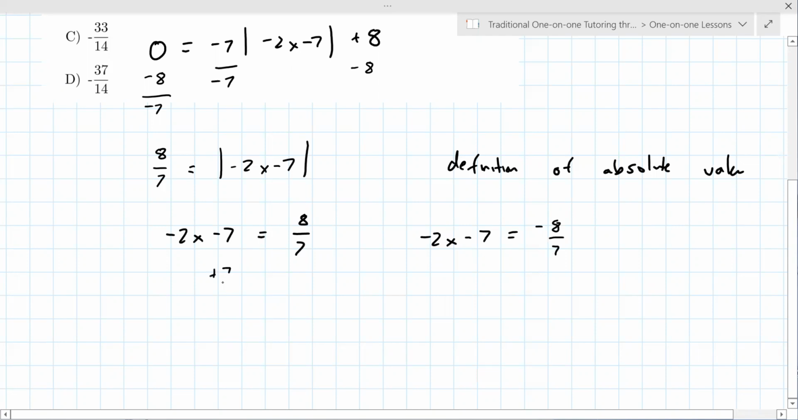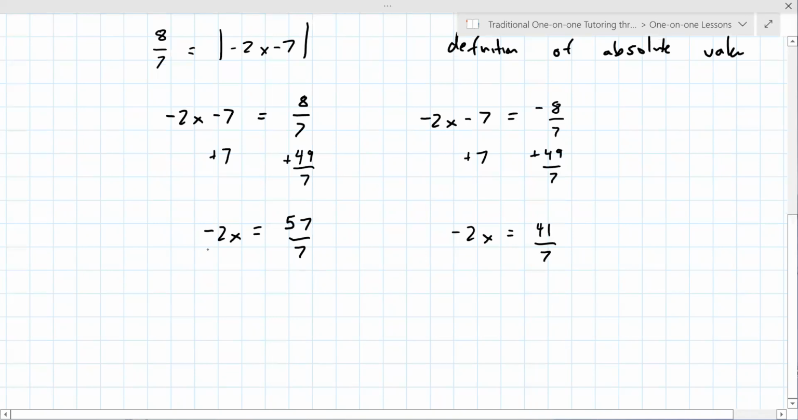You're gonna add 7 to both sides, but because this is a fraction on the right, you really want to add the fraction with the same denominator, 49 over 7. And then you also want to do it simultaneously. You want to do them at the same time. Your brain wants to repeat things. So it's negative 2x equals 57 over 7.